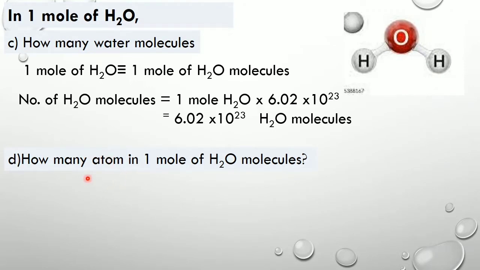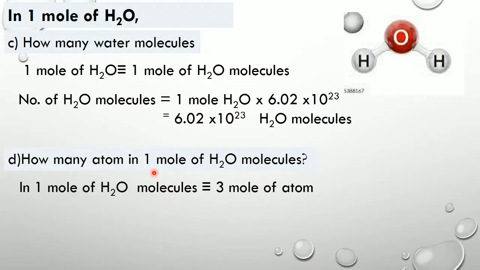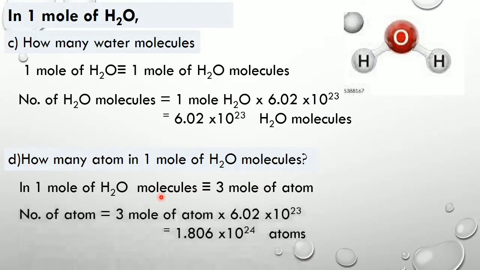And the question D, how many atoms? So in the H2O molecule, we have 3 atoms, which is made of 1 hydrogen, 1 oxygen, 2 hydrogen and 1 oxygen atom. So there are 3 atoms in 1 mole of H2O molecule. So 1 mole of water molecule contains 3 mole of atom. So number of mole, which is 3 multiplied by Avogadro number, we will get 1.806 times 10 to the power 24 atoms in 1 mole of water.